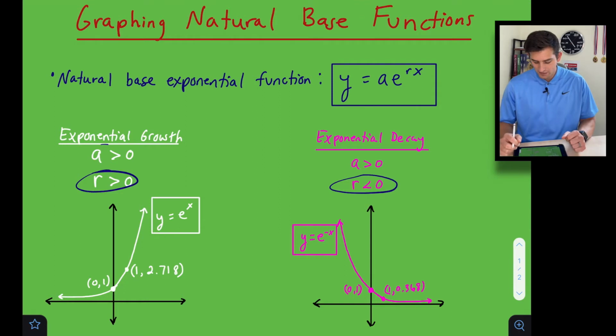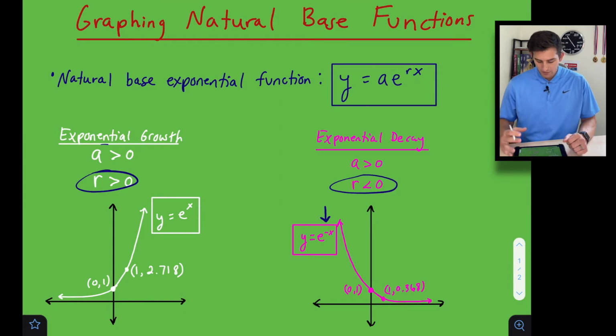Now on the right side of the screen, we see exponential decay, and that is when r is less than 0. Notice here that our exponent becomes negative x. So we have y equal to e to the negative x power. But once again, if x were 0, we would have e to the 0 power, which would result in 1. So we do have (0, 1) on both of our graphs here.